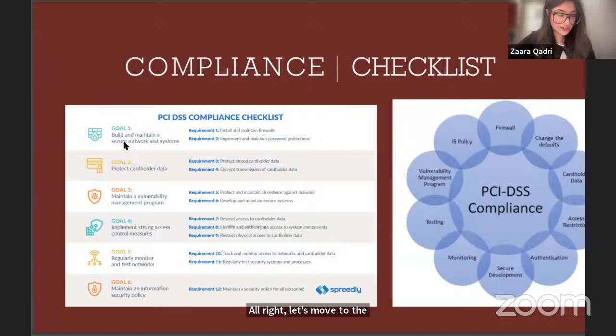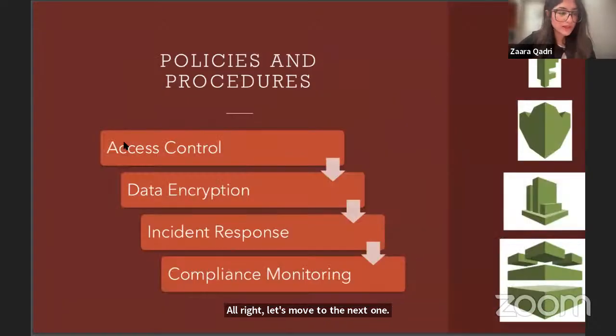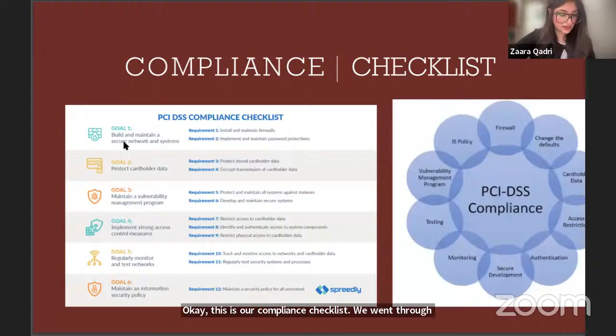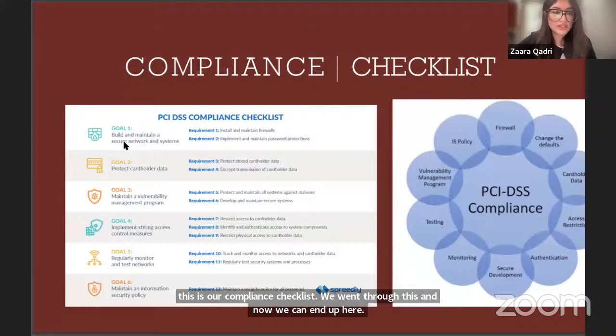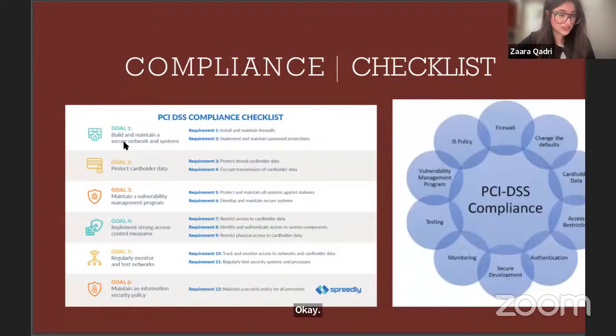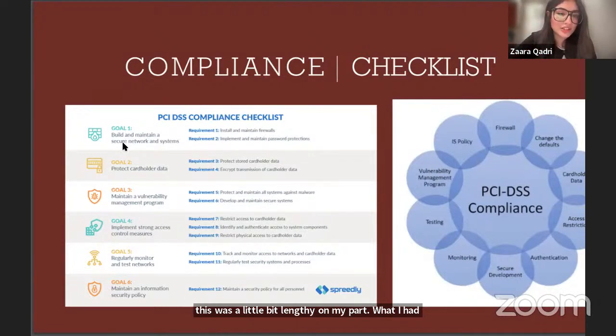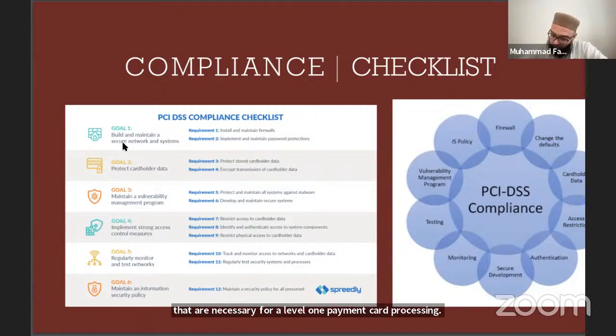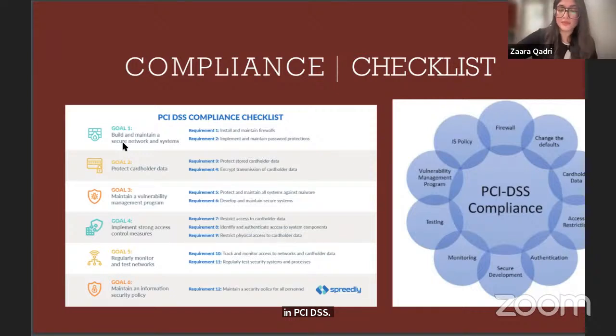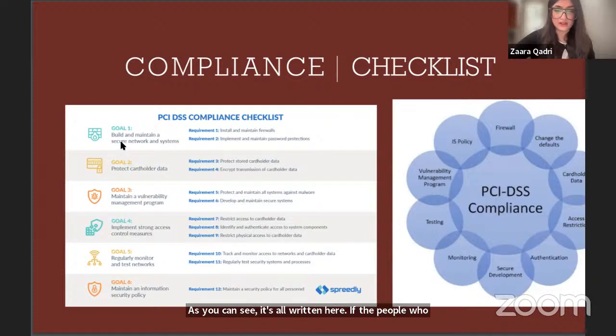Okay, this is our compliance checklist. We went through this and now we can end up here. I'm not going to go through all of this for you because this was a little bit lengthy on my part, what I had prepared for this, but these are the 12 requirements that are necessary for a level 1 payment card processing in PCI DSS. As you can see, it's all written here. If the people who are watching would like to go through this later, you can definitely ask me and I can give this to you.